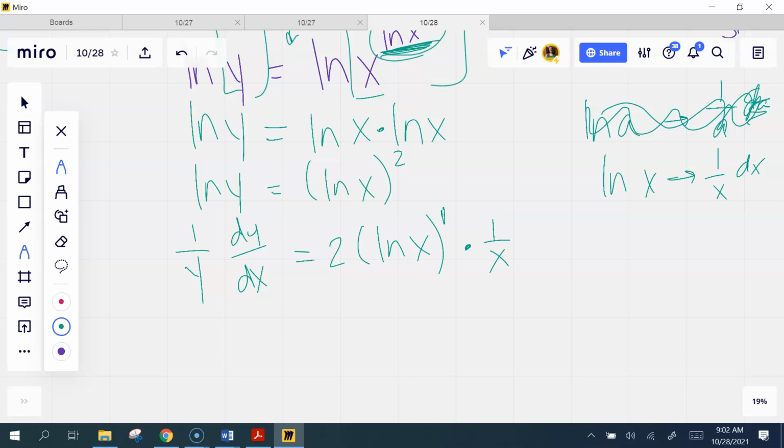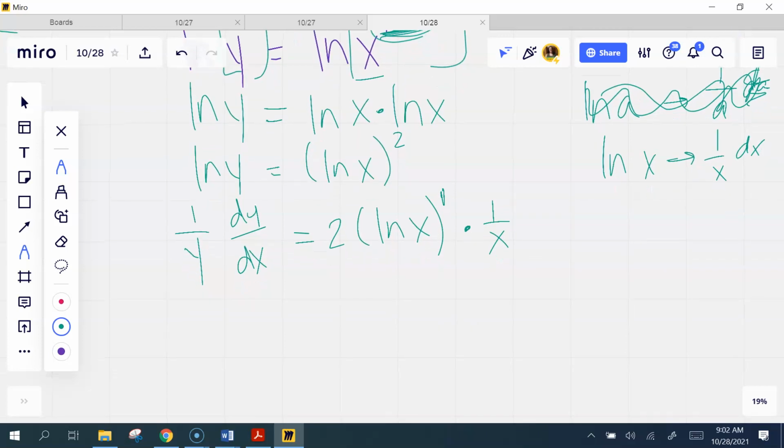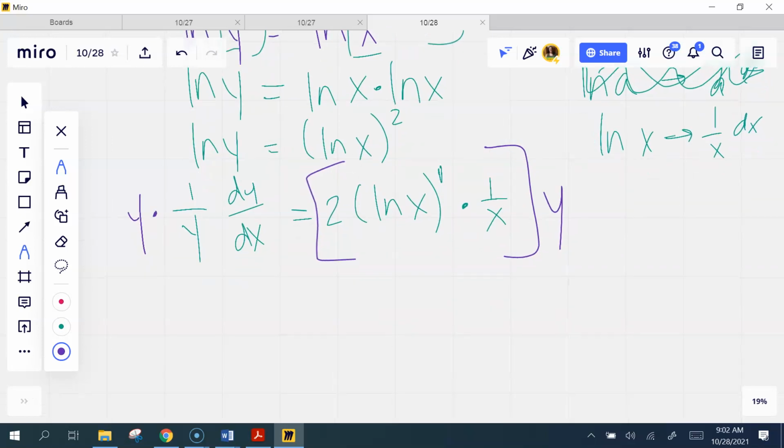I'm solving for dy dx. My whole goal in the beginning was to find dy dx multiplied by y. But remember when we did implicit differentiation, we can't have a y in our answer. We don't want dy dx equals blah blah y blah blah. We just want x's in that answer. So I have dy dx equals, and I'm just going to put this in one fraction, 2 log x over x times y.